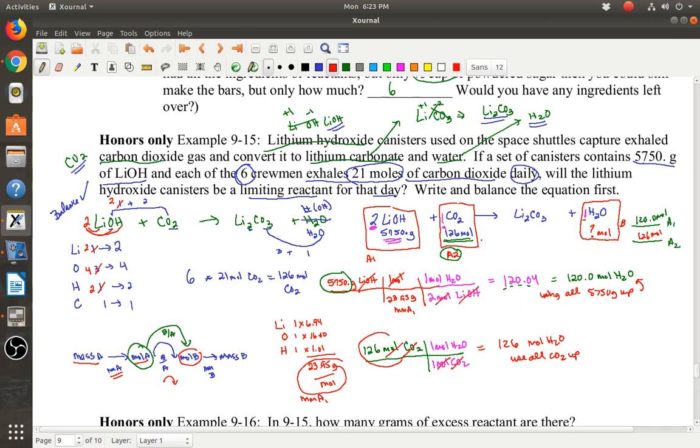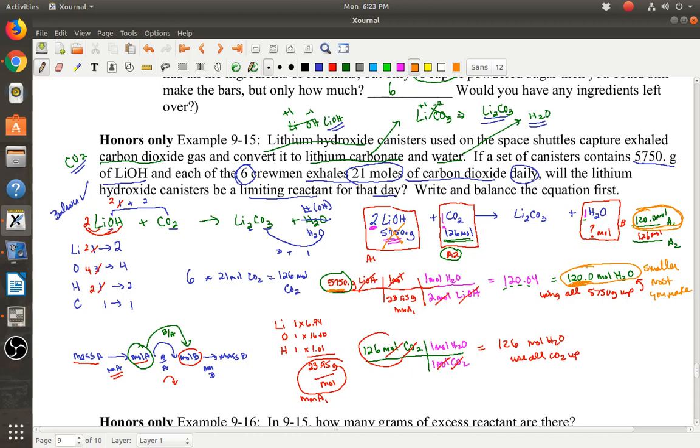Only one of these answers is correct. The answer that is correct is the smaller value. This one. That's the most amount of water I can make. The smaller amount is the most you can make. Why? Because when I make 120 moles of water, I have used all of the lithium hydroxide up, and now there's no more left. So I can't keep going. I ran out of lithium hydroxide. So lithium hydroxide then is the limiting reactant.